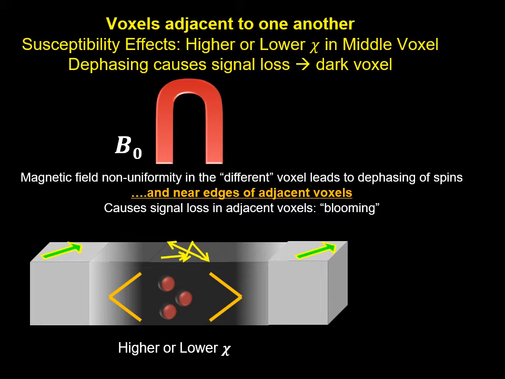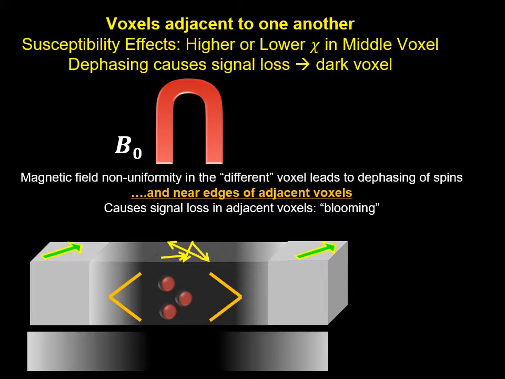This leads to dephasing, and you get a phenomenon which many people call blooming. You get signal loss not only in the middle voxel, but in the voxels adjacent to the middle voxel. And you end up with an image that looks like the one shown at the bottom, where not only the middle voxel is darker than you would expect it to be, but that darkness extends into the adjacent voxels, or blooms into the adjacent voxels.